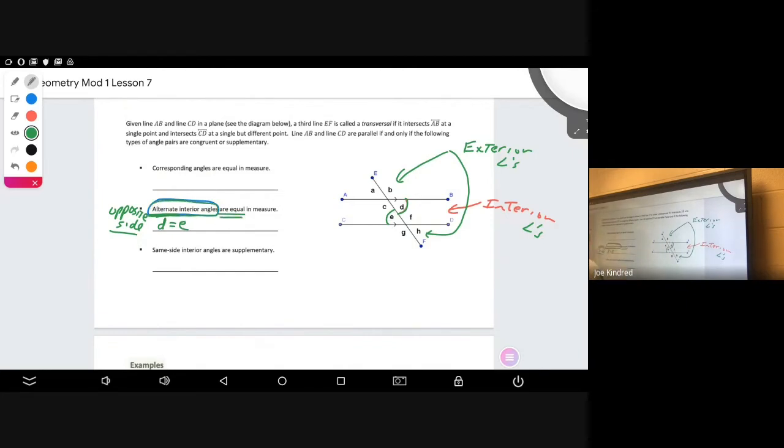And there's one more pair. Angle C is congruent to angle F. And so there are your alternate interior angles.